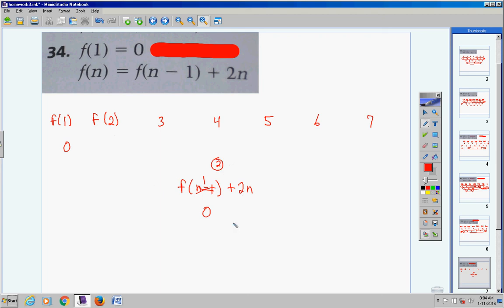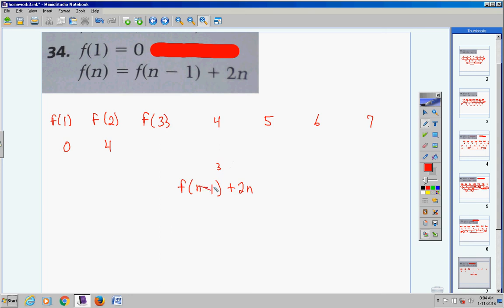F of 1 is 0. Put a 2 in for n. 2 times 2 is 4. So 0 plus 4 would give me a 4. So f of 2 is 4. All right. So now we're going to evaluate f of 3. So we're putting 3 in for n. Put a 3 right here.